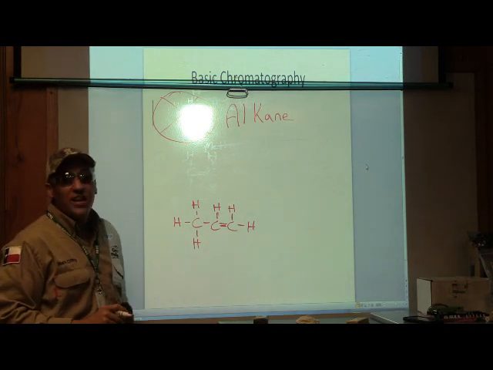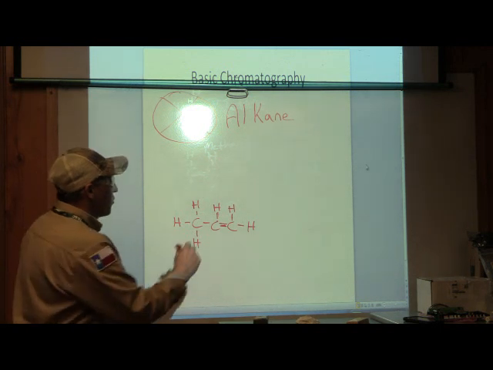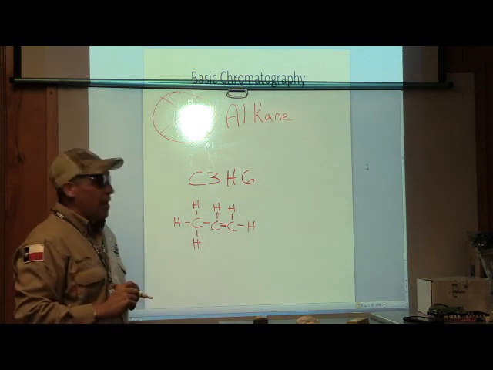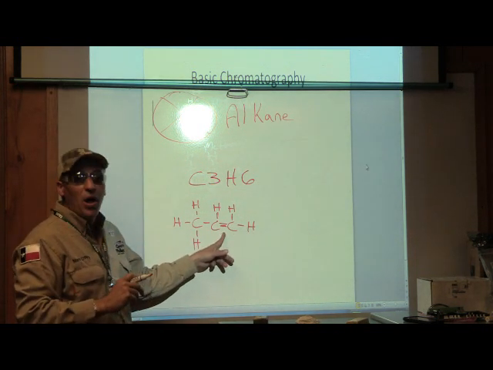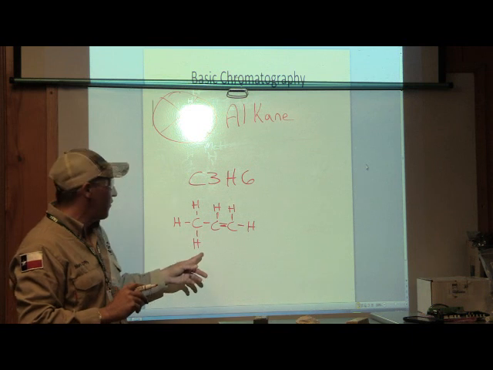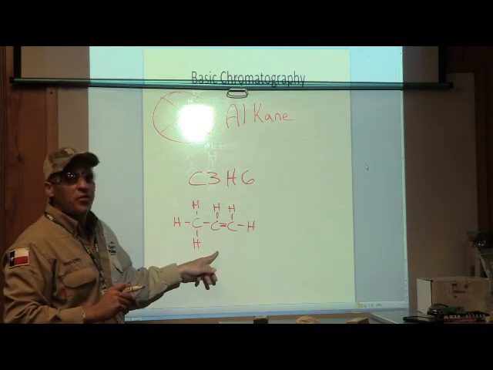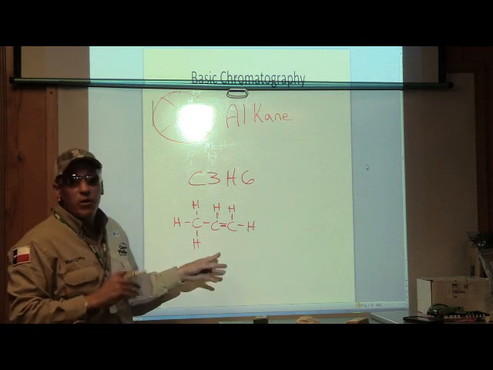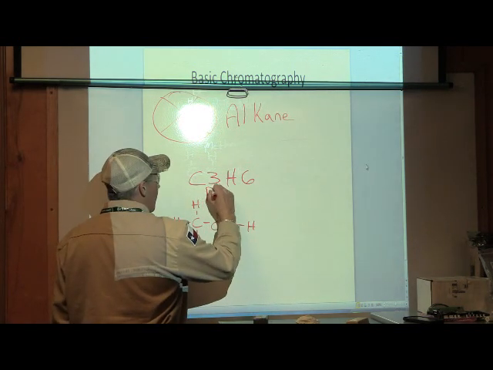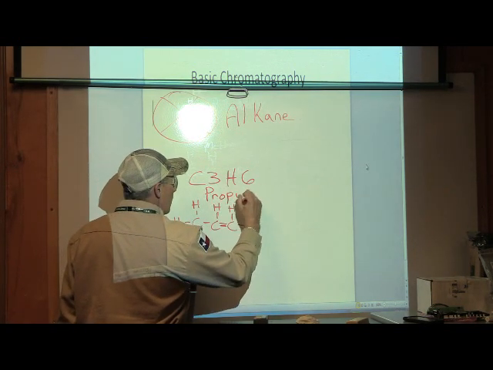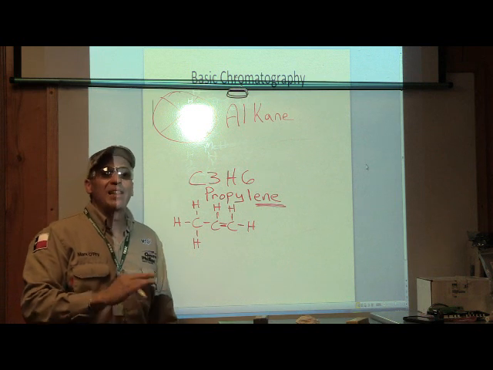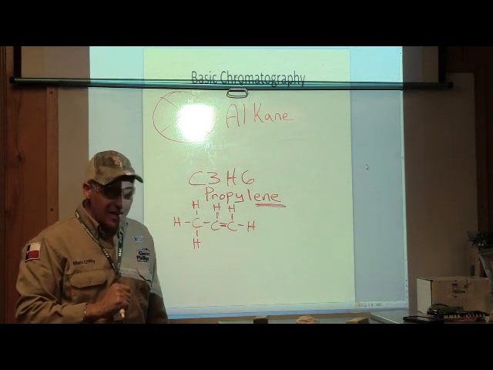So we are no longer C3H8. We are C3H6. And being C3H6 and having a double bond, and the double bond makes this guy very, very unhappy and very explosive. This guy wants to get rid of that double bond and will do anything to get rid of it. Does anybody know this guy's name? This guy's name is propylene. Propylene.